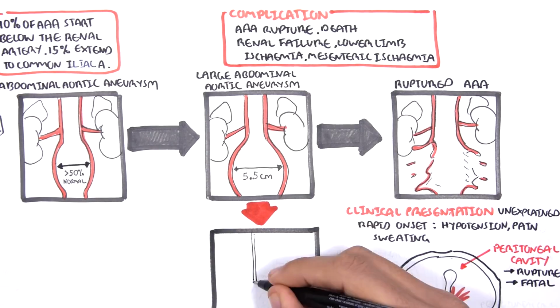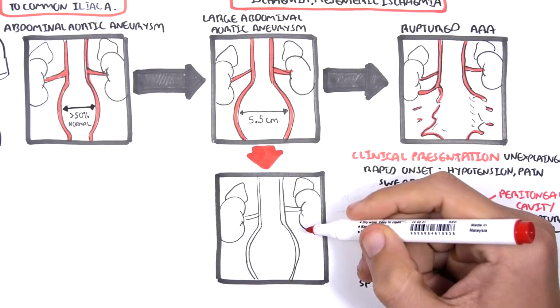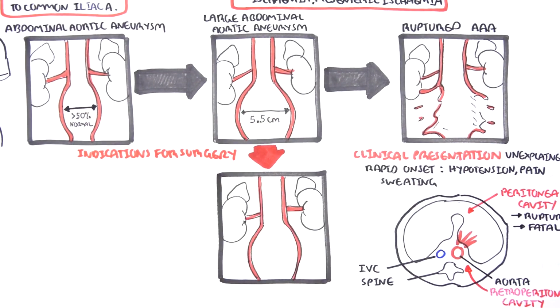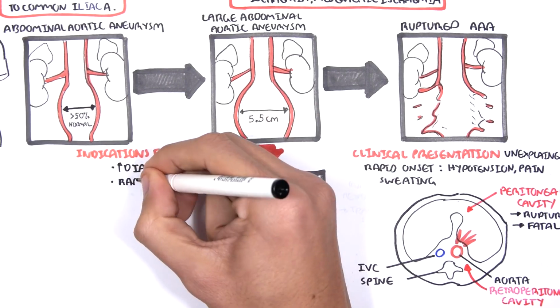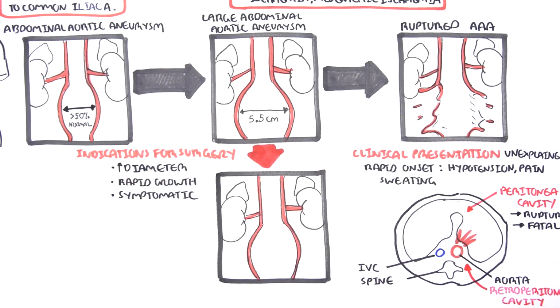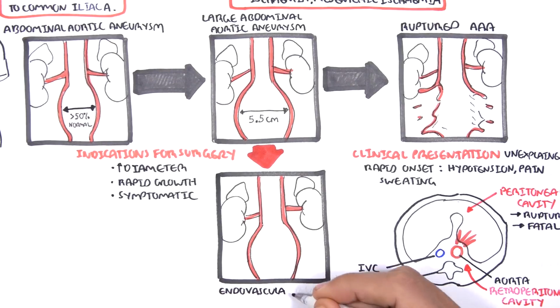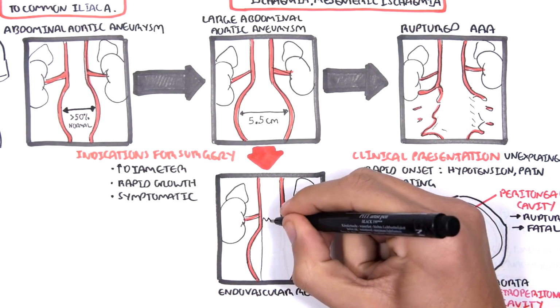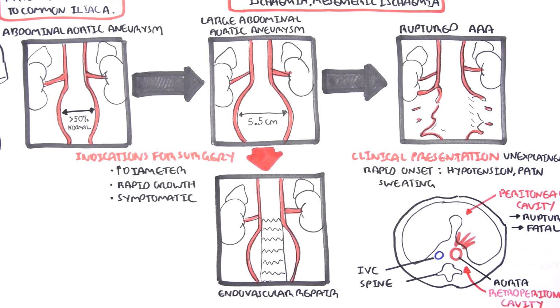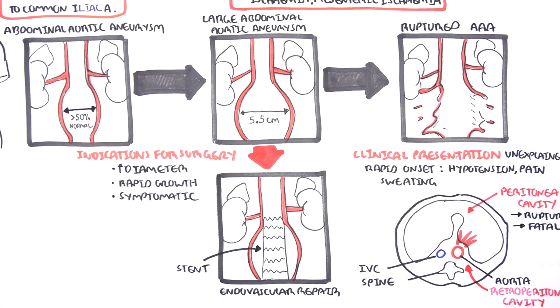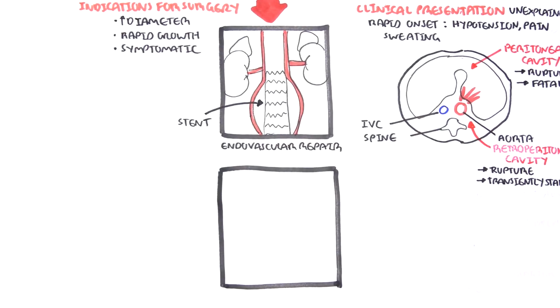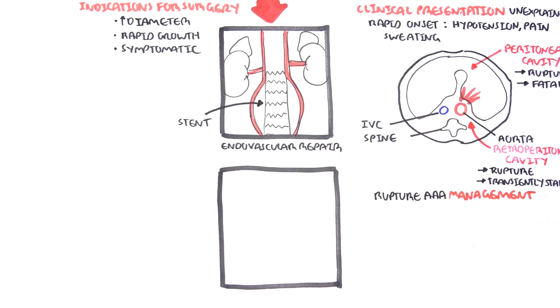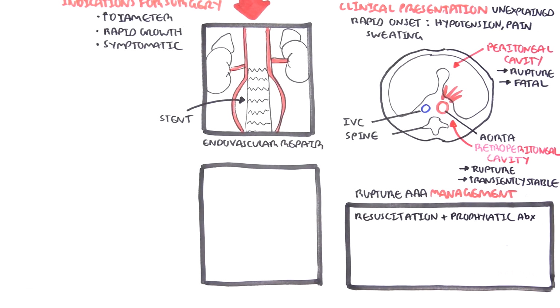Well, in patients with a large AAA, 5.5 centimeters or greater, an intervention is required. Surgery is indicated for patients with a AAA with a large diameter, which is rapidly growing when it's being monitored, and for those who are also symptomatic, so complaining of back pain, for example. The main surgery is an endovascular repair, where a stent is inserted into the abdominal aorta that runs essentially through where the aneurysm is. The management of a ruptured AAA is an emergency and, in summary, requires resuscitation and surgery.